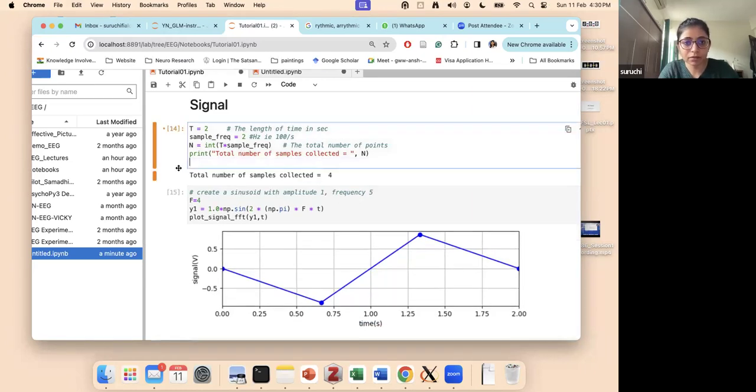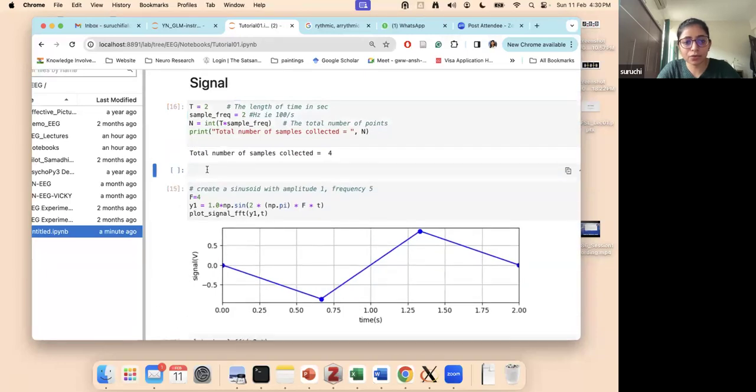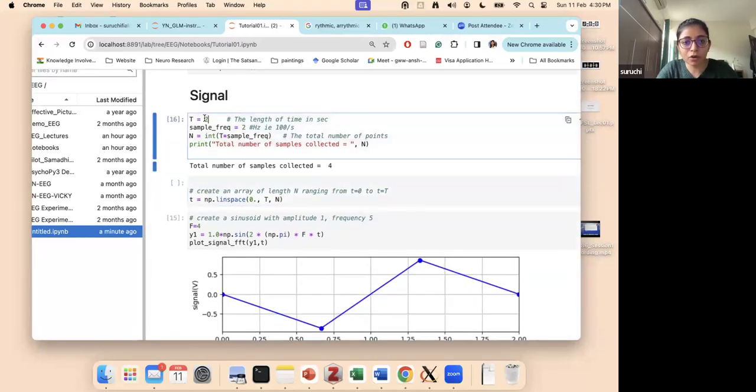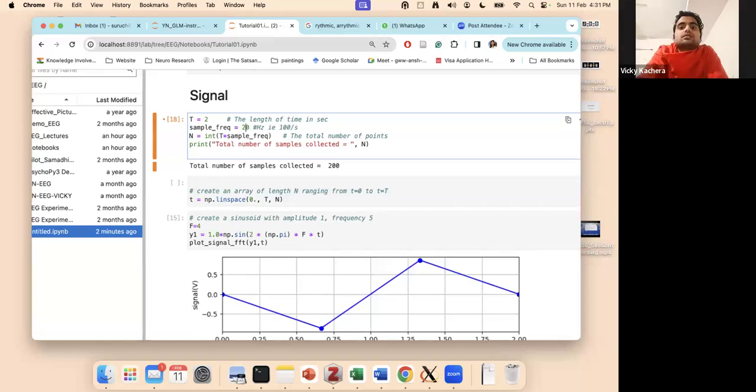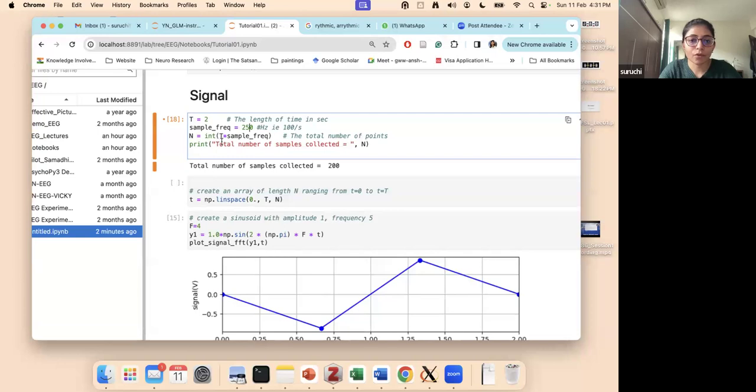The number of samples collected is 4. If I had done the experiment for 10 seconds, how many data points would I have? 20 data points. 2 per second times 10, so it becomes 20. If I did it for only 2 seconds, and my sample frequency was 100, I would have collected 200 data points in 2 seconds. Sample frequency is the sampling rate. Let's make it 250, which is what you generally use.